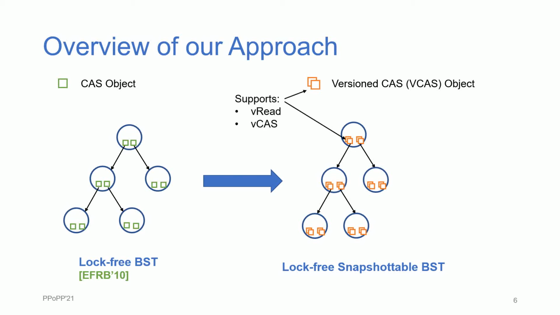It supports vRead and vCAS, which behave just like regular read and CAS, along with two new operations, take snapshot and read version. Take snapshot atomically captures the state of all version CAS objects, and read version is used to read from the snapshot. In the next slide, we'll define how these two operations work in a small example with just two version CAS objects, and we'll later see how that applies within a lock-free BST.